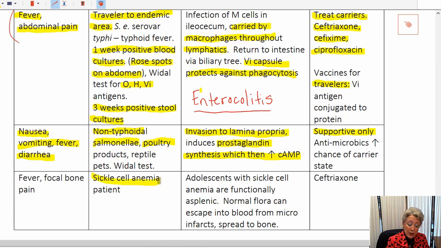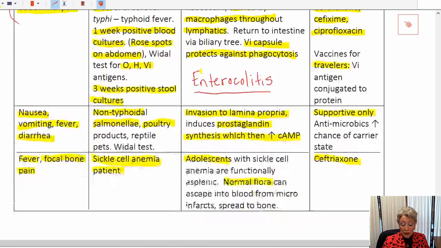In my sickle cell patients with bone pain and fever, this is osteomyelitis. Remember, typically adolescents at the point of having sickle cell trait are functionally asplenic, and so the normal flora can escape into the blood from tiny little infarcts, spread to the bone, and cause the problem. So anytime I have an organism with a capsule, it can spread in the blood more easily if the spleen is gone. Ceftriaxone, drug of choice in that case.